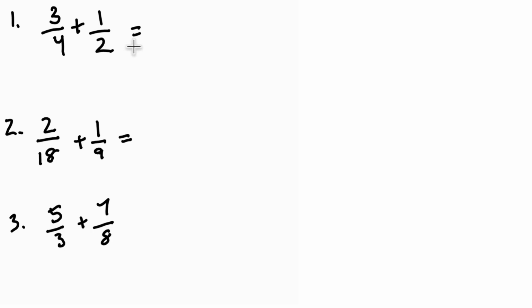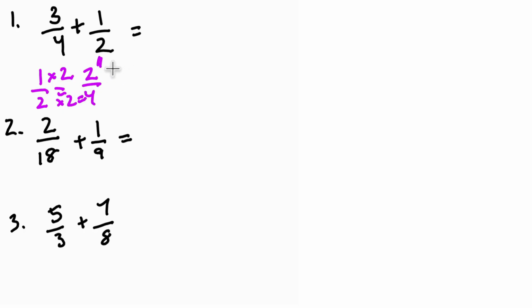Number 1, 3/4 plus 1/2. Well, we need to get 1/2 with the denominator of 4. So 1/2 is equal to what over 4? Well, we have to multiply the top and bottom by the same number. So 2 times what equals 4? 2 times 2 is equal to 4. So we do the same thing on top. 1 times 2 is equal to 2. So 1/2 is equal to 2/4.